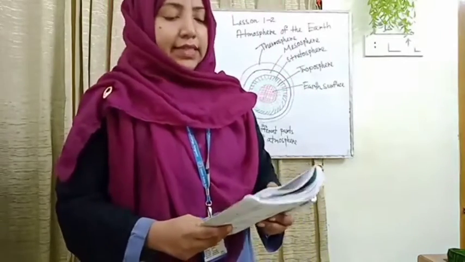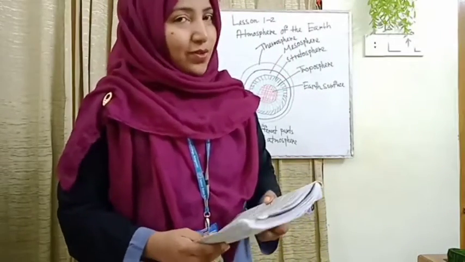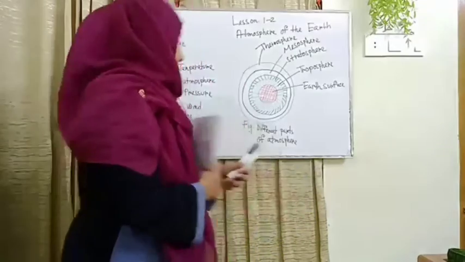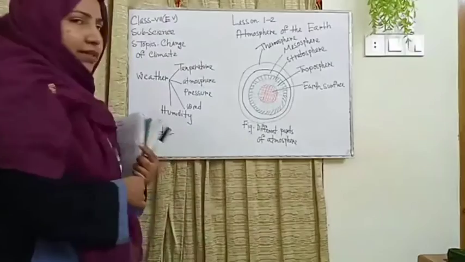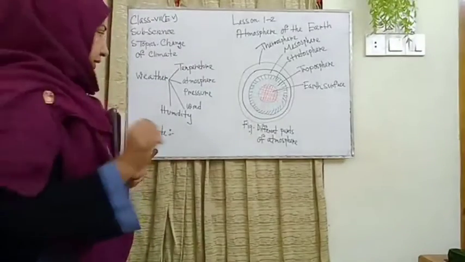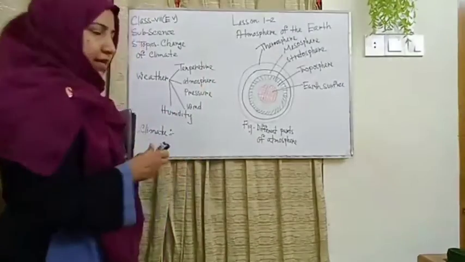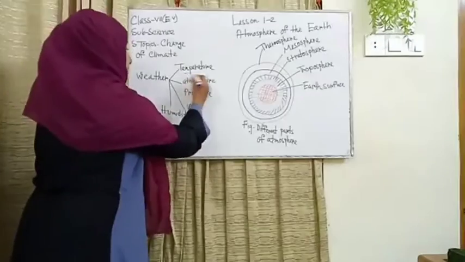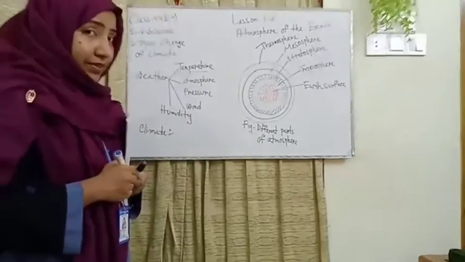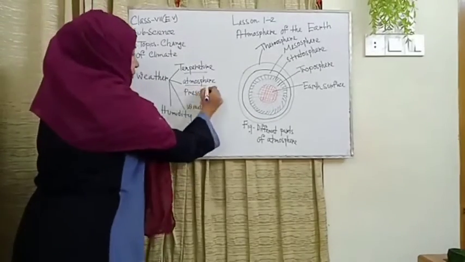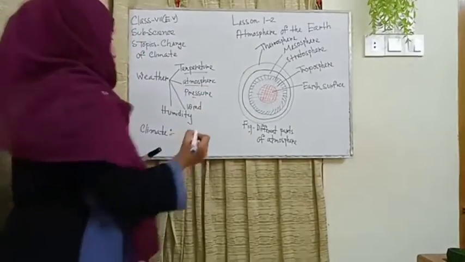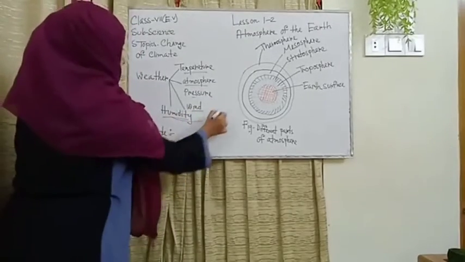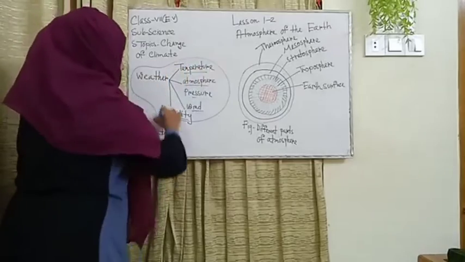The earth is surrounded by atmosphere. We know this from the previous class: atmospheric temperature, first. What is the weather? Basically, I will explain some components. Weather includes the temperature, first. Another is the atmospheric pressure. Third is the wind, and also the humidity. It is also surrounded by the weather.